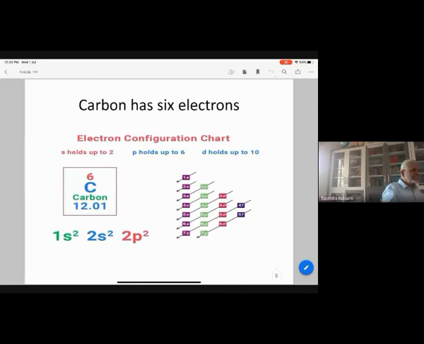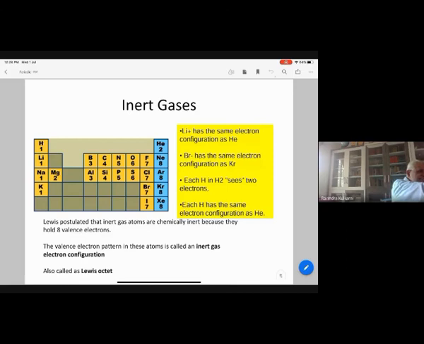Inert gases are the last column of the periodic table: helium, neon, argon, krypton, xenon.